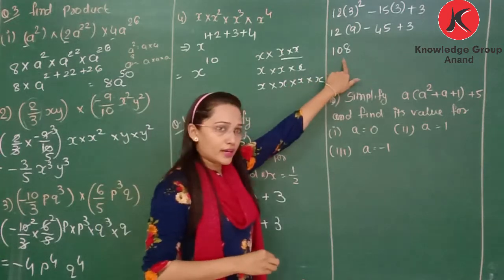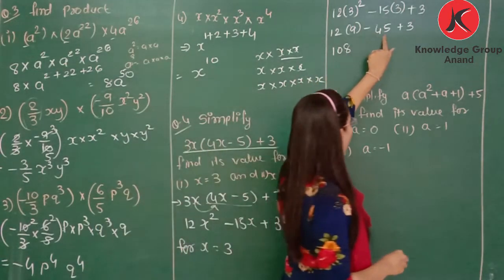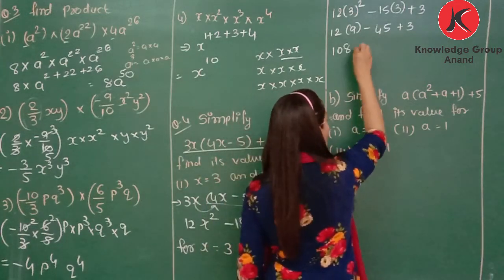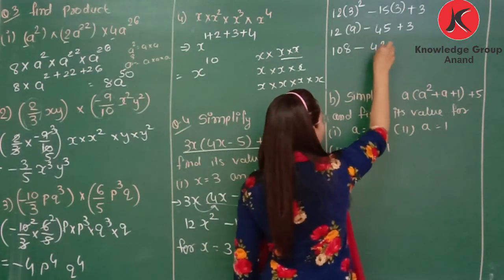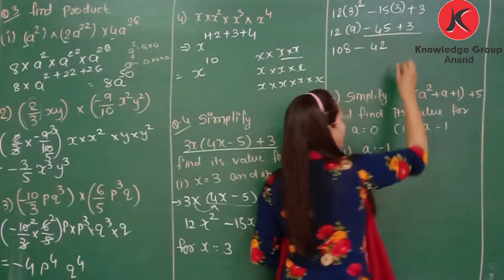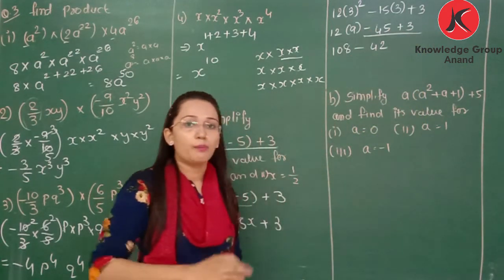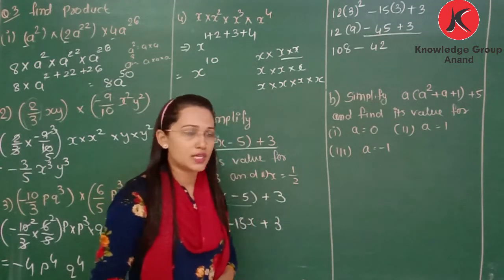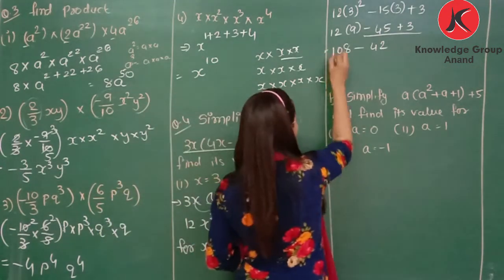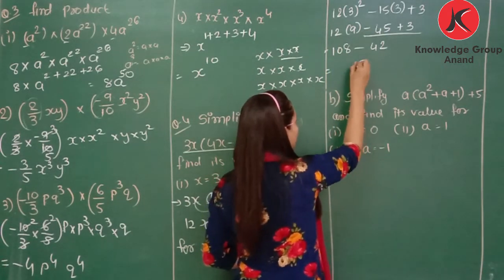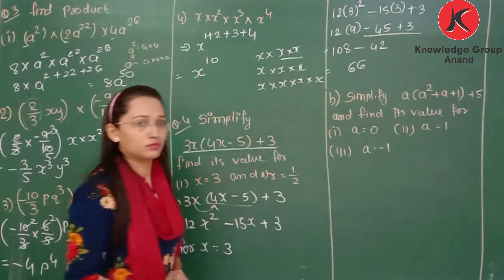12 9s are 108. 45 plus 3. 45 is minus, so it becomes minus 42. Why? Because you can see minus 45 plus 3 is subtraction of numbers. One number is negative, one number is positive. Integer concept, so it is minus 42. Now subtract 108 minus 42, it gives 66.